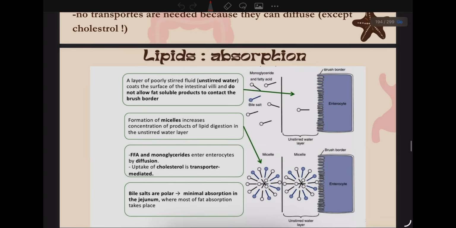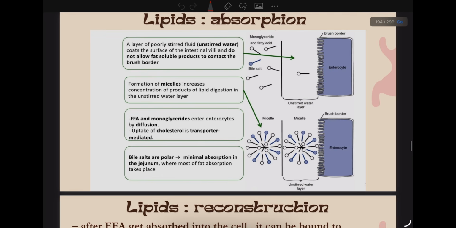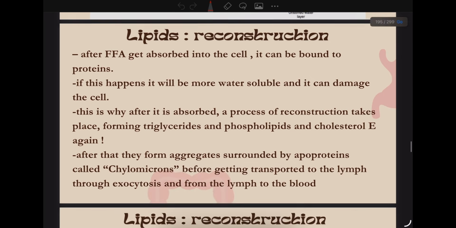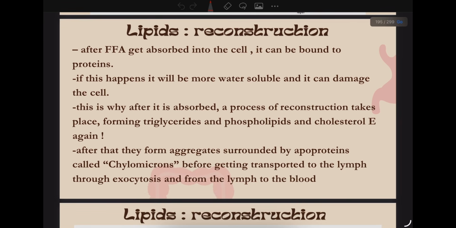Okay. Now, yeah, this is basically what we said. Here's the trick. After they are absorbed, there is another thing that we should do before getting them out of the cell, which is also another difference in fatty acids.